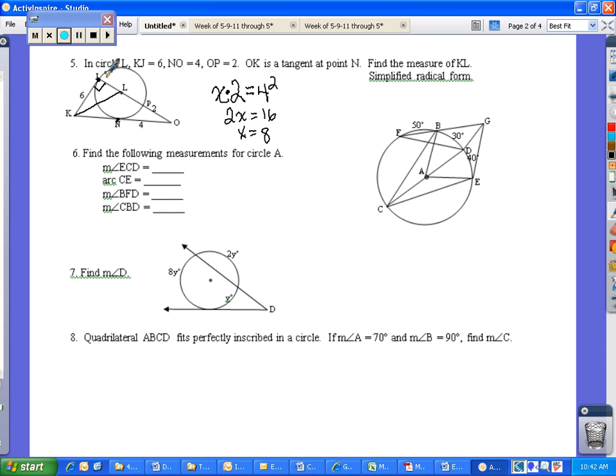Now that's the measure of the whole thing. So if the whole thing is 8, I need to take away 2, and I know that the diameter is equal to 6, which is the measure of IP.